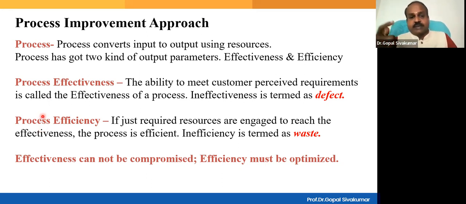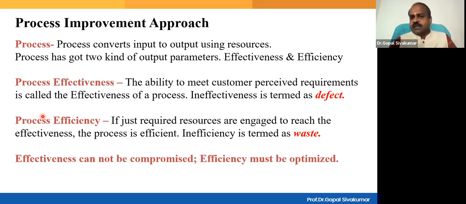data-centric, Six Sigma thinking. At the same time, in any situation, effectiveness cannot be compromised. Because if you are compromising effectiveness, you are sending defective products to the market. Customer will definitely raise it one day, right? So customer definitely will ask for the replacement. So effectiveness should never be compromised, but always efficiency must be optimized.